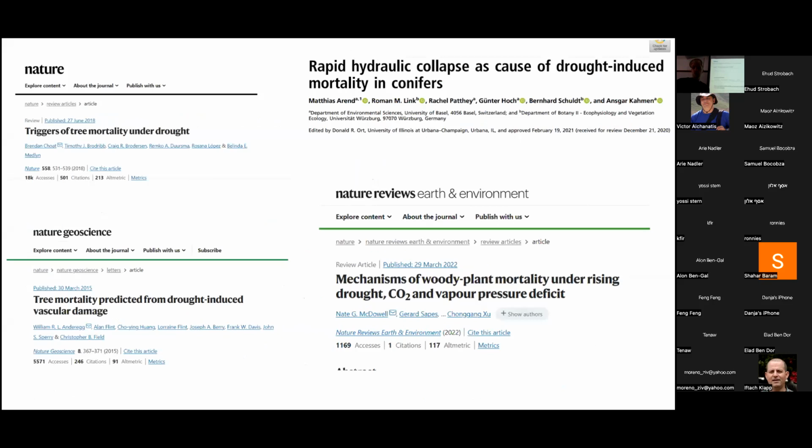If you go to all the recent reviews on why trees are dying, probably one of the major triggers is xylem cavitation, hydraulic failure of the xylem. In the first one up here, the title doesn't say it, but I read it and I can tell you it mostly speaks about cavitation. Here, tree mortality predicted from drought-induced vascular damage. This is a PNAS. All of these are excellent journals. Rapid hydraulic collapse causes drought-induced mortality in conifers. So most people will argue that it's because of xylem cavitation.